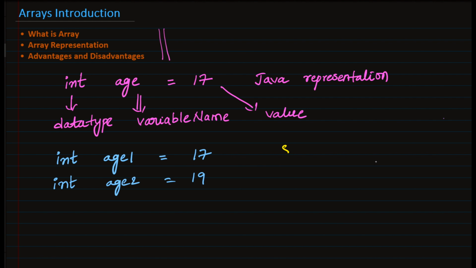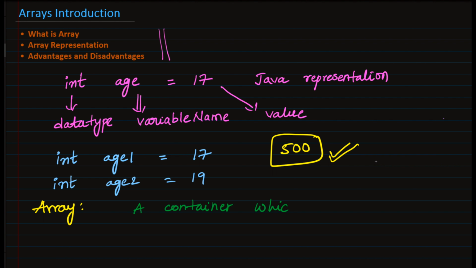Now what if we have to store 500 values? Is it possible to declare 500 different variables? It is very difficult. So instead of declaring 500 variables, we can use a data structure which can store 500 values. So array is one such data structure used to store multiple values of the same data type. So array is nothing but a data structure which can store a fixed number of elements of the same data type.